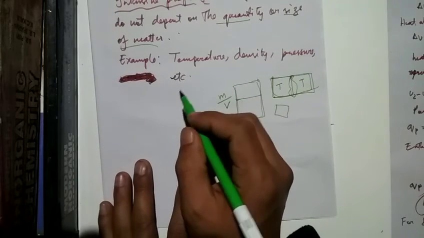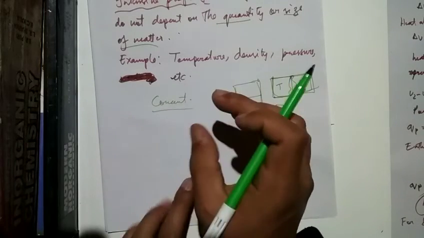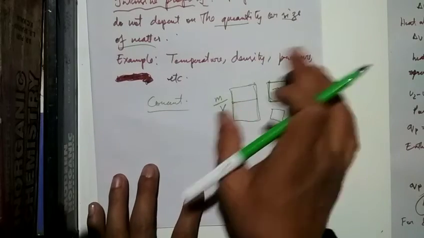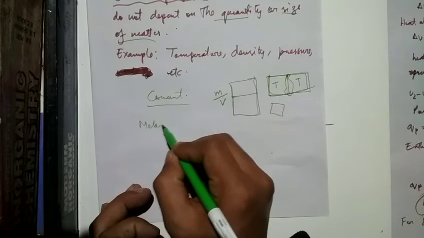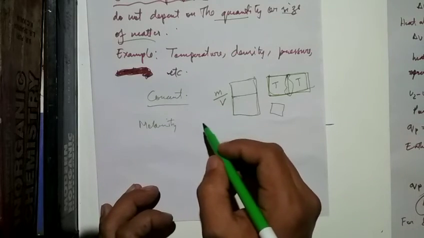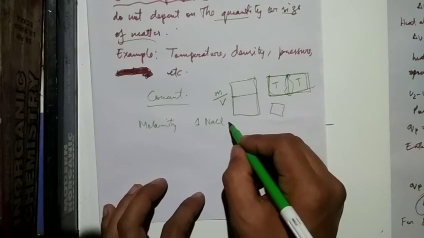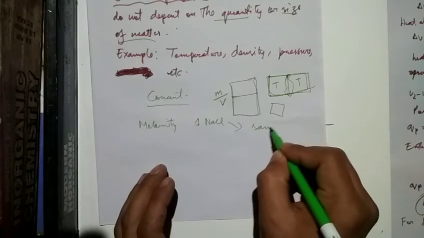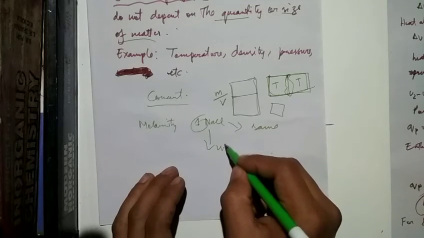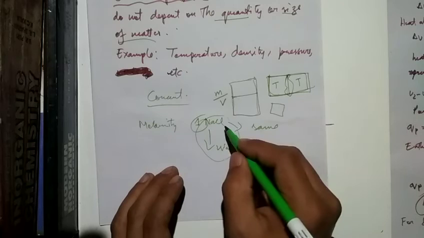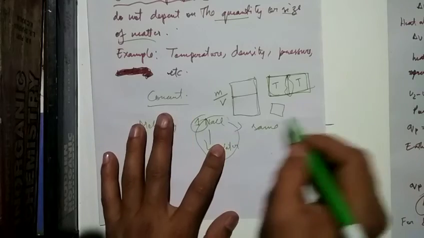Another one is concentration. This concentration will not depend on the quantity or size, like molarity, normality, all those. So 1 molar of NaCl in water, this 1 mole of NaCl will be the same.